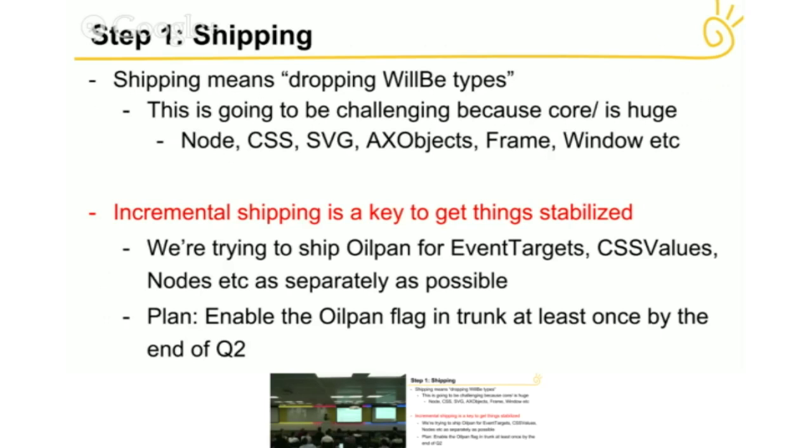I believe that incremental shipping is the key to getting things stabilized. So we are trying hard to ship Oilpan for event targets, CSS values, nodes, and so on, as separately as possible, and stabilize that architecture in trunk. Our current plan is to enable the Oilpan flag in trunk at least once by the end of Q2. I don't think we can succeed at the first try, and I'm pretty sure we have to revert the patch a couple of times. But at least we want to enable the Oilpan flag once by the end of this quarter. That's our schedule.